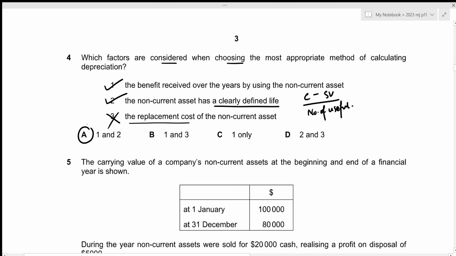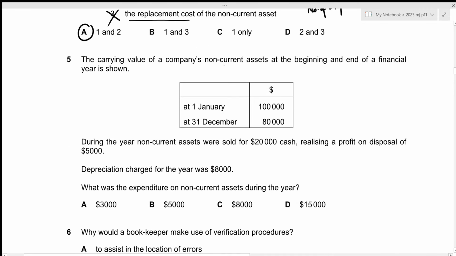Let's move towards the fifth question. The carrying value of a company's non-current assets at the beginning and the end of a financial year is shown. This is the opening balance, this is the closing balance. During the year, non-current assets were sold for 20,000 cash, realizing a profit on disposal of 5,000. Okay, so this is the sales proceeds. And we also had our profit on disposal of 5,000. Depreciation charge for the year was 8,000.